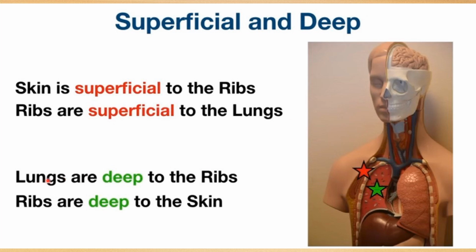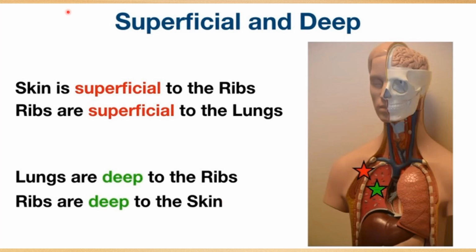Now, in using the word deep, let's compare lungs, tissue, and ribs, because the ribs are superficial to the lungs. The reverse is true. The lungs are deep to the ribs. Then the ribs are deep to the skin. It's as simple as that.